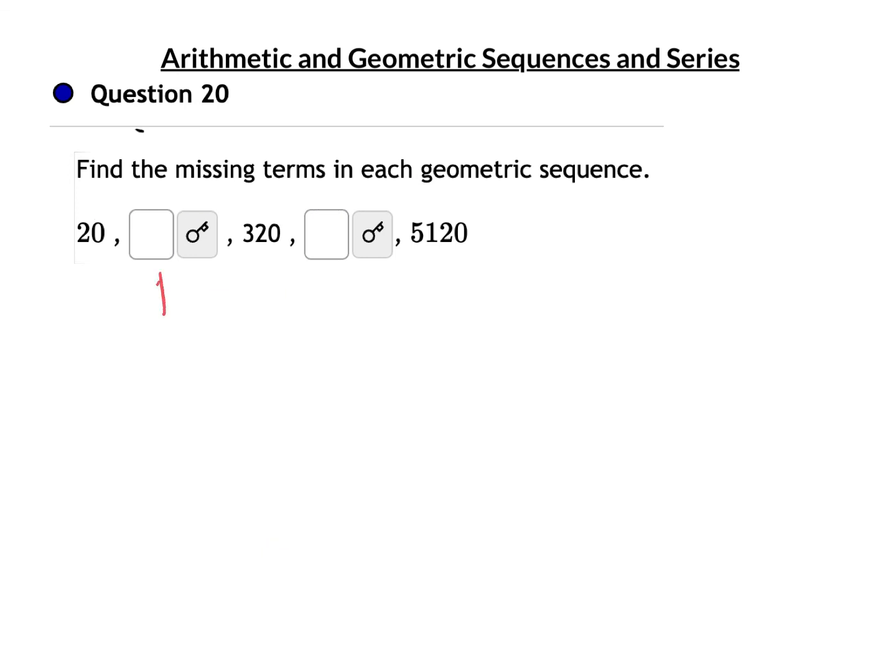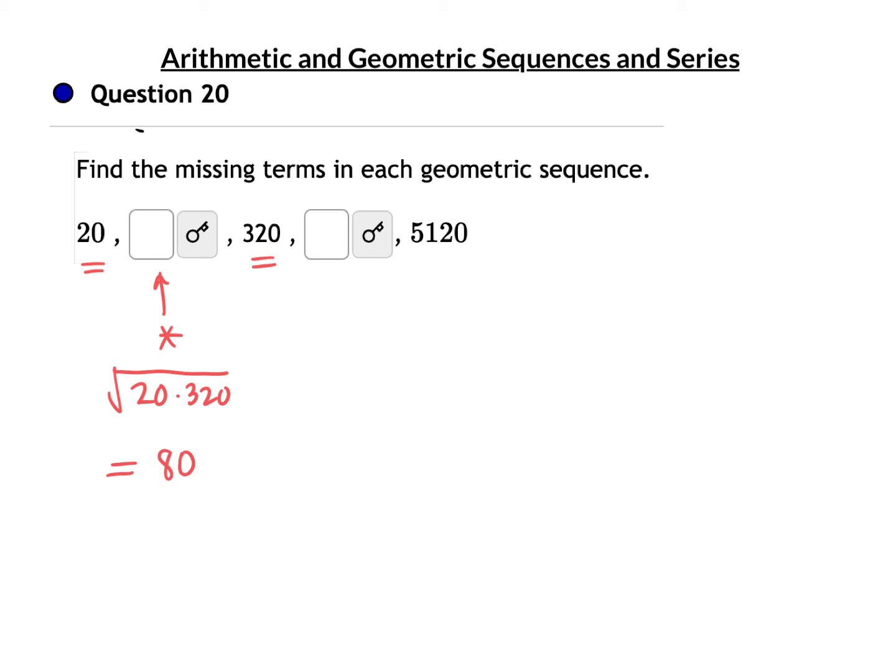The number between any two numbers in a geometric sequence is the geometric mean. This number then, right here, would be the square root of 20 times 320. This results in the same answer we had before of 80.